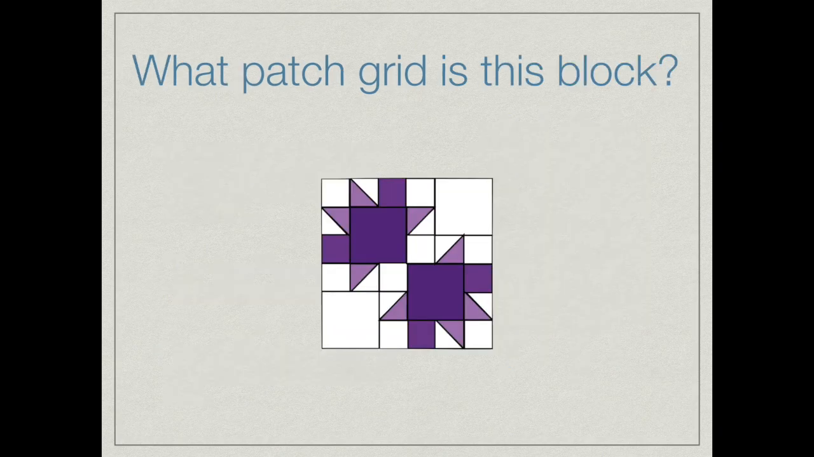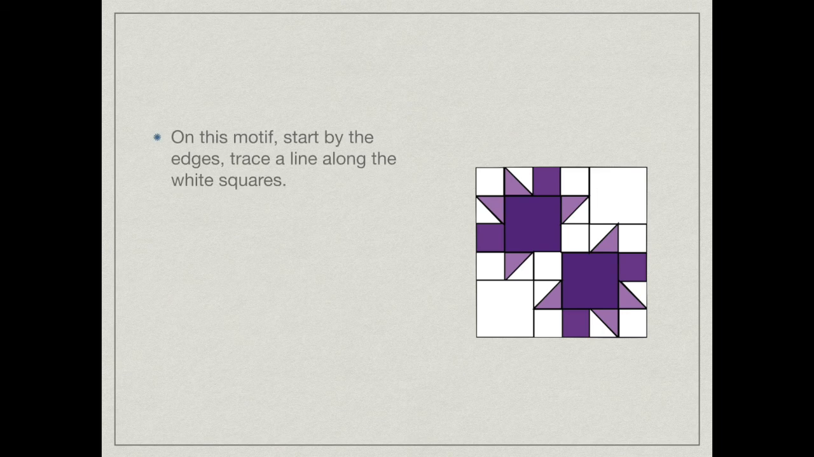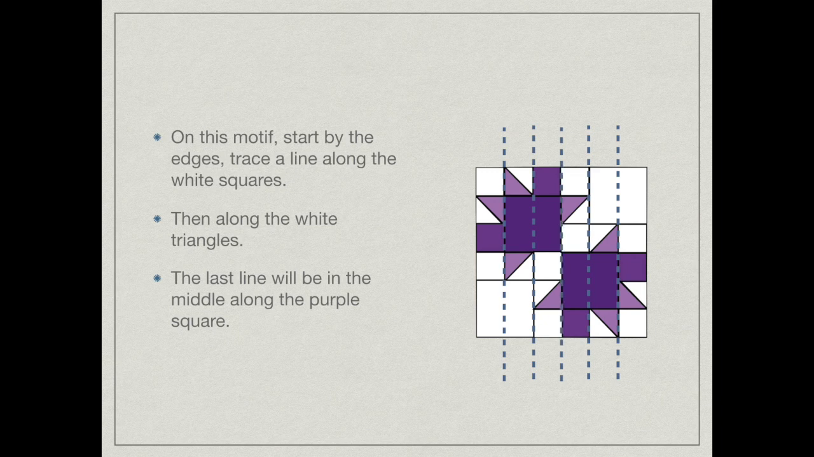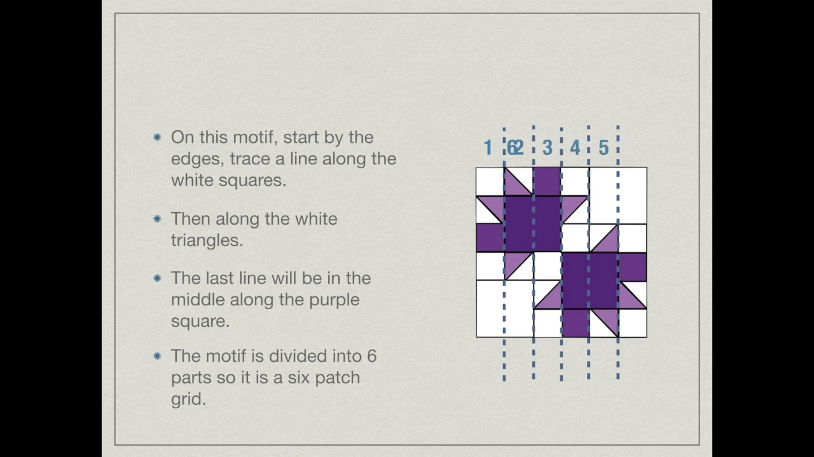Let's move on to the next one. On this motif, start by the edges and trace along the white squares, then along the white triangles, and then we're going to trace a line in the middle. We're going to count, and there are 6 columns. So therefore, this is a 6-patch grid.